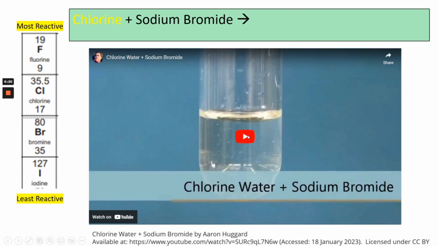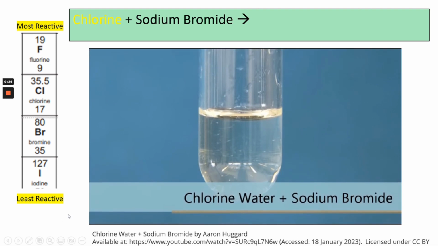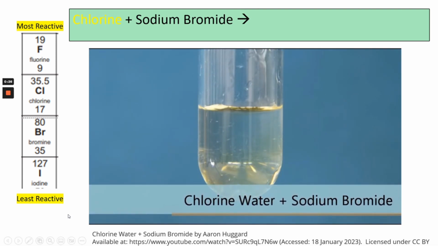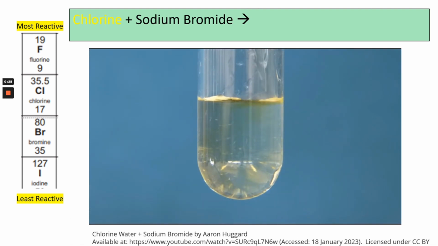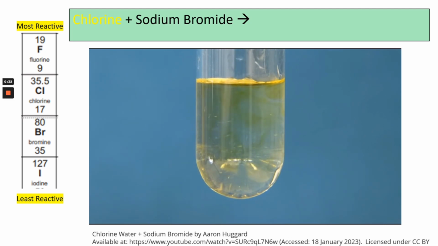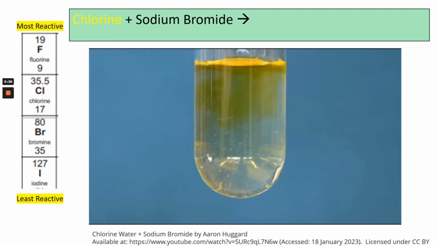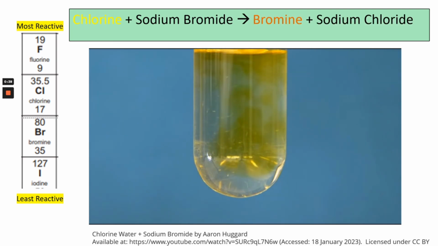Now let's look at chlorine and sodium bromide. Again, chlorine is a yellow liquid, sodium bromide is colourless. However, in this one we do see a colour change. A chemical reaction takes place. The chlorine displaces the bromide ion and produces bromine.